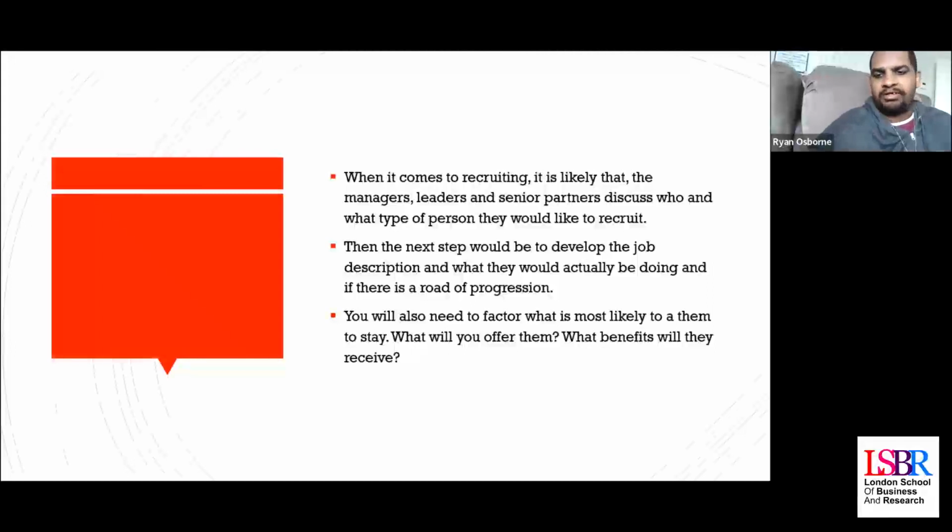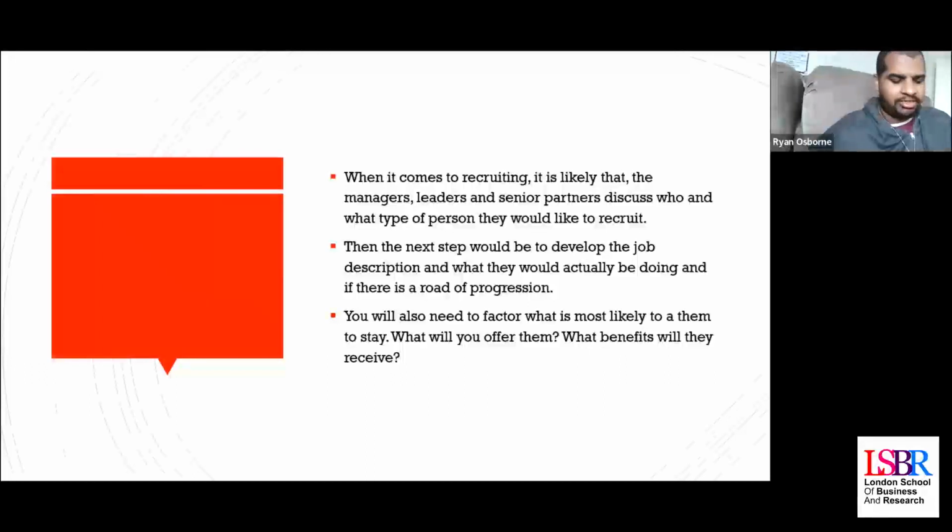So let's think of it. Will they have training? Will they be able to shadow senior members of staff? Will they be able to attend training specific to their job? Will they be able to give their advice and their opinions on where the company can move next? So what would you offer them? What benefits are they going to receive?